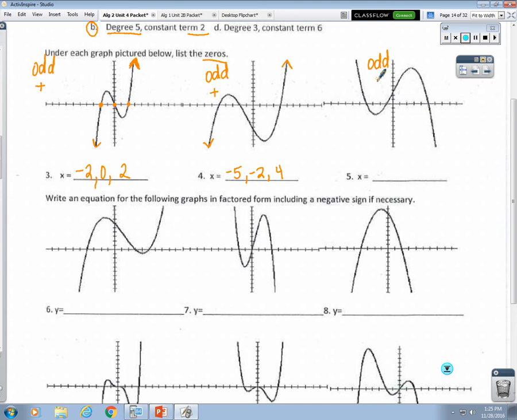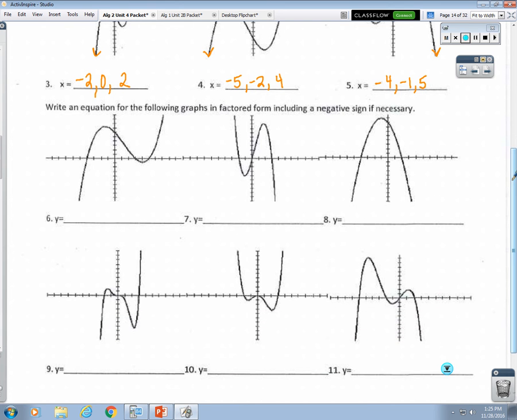Alright, number 5. What kind of graph is it? Odd negative this time. Odd because it's still going opposite directions. One's going down, one's going up. But since it's going down on the right, that means your leading coefficient was a negative number. Okay, where are the zeros? -4, right? Negative, because that's 1, and then 2, 3, 4. -1 and 5.